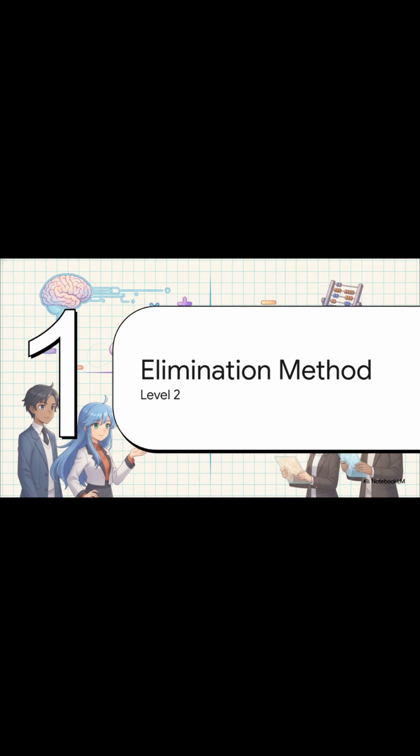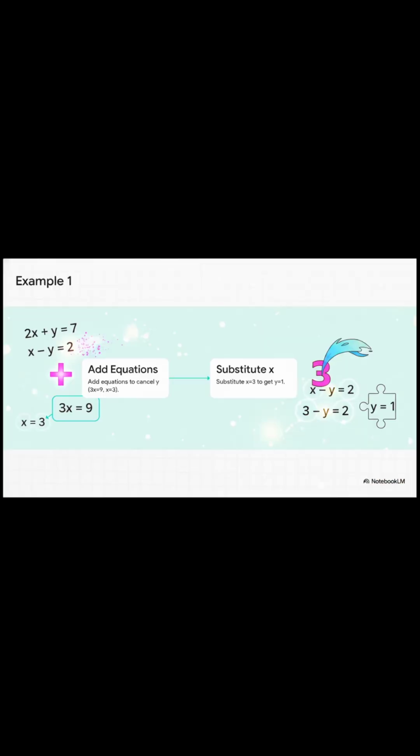Moving right along to Level 2, the elimination method. Okay, let's look at our very first example. We have 2x plus y equals 7, and right below it, x minus y equals 2. Step 1 is to look for a variable we can eliminate. Notice that positive y on top and the negative y on the bottom? If we add these 2 equations straight down, those y's completely cancel each other out. Poof, gone. That leaves us with 3x equals 9, which means x equals 3. Brilliant, right? Then for step 2, we just take that 3, substitute it back into the simpler equation, let's use x minus y equals 2, and we find that y equals 1.